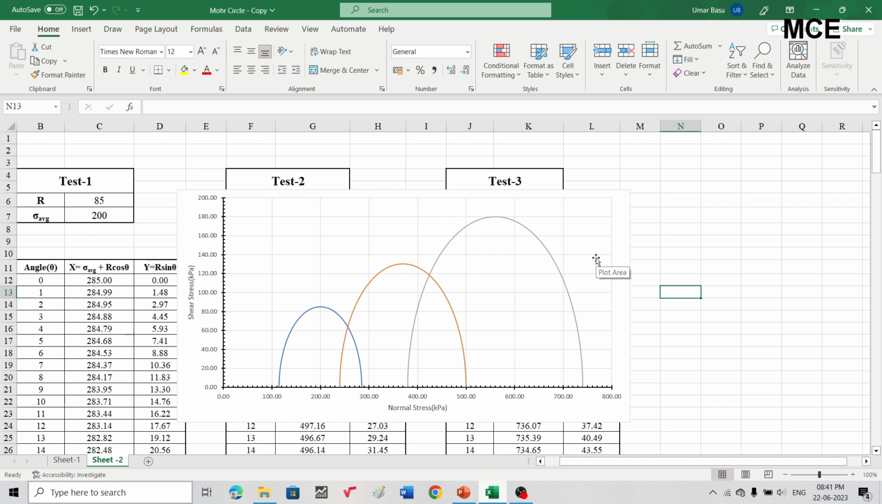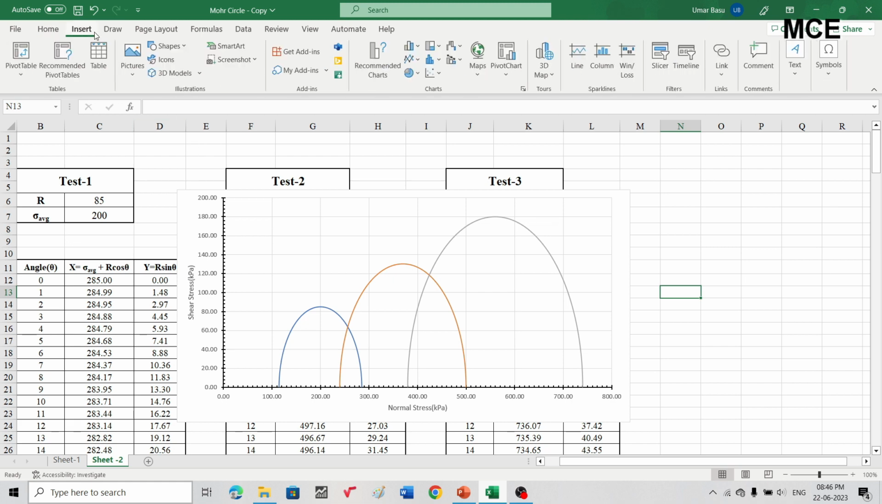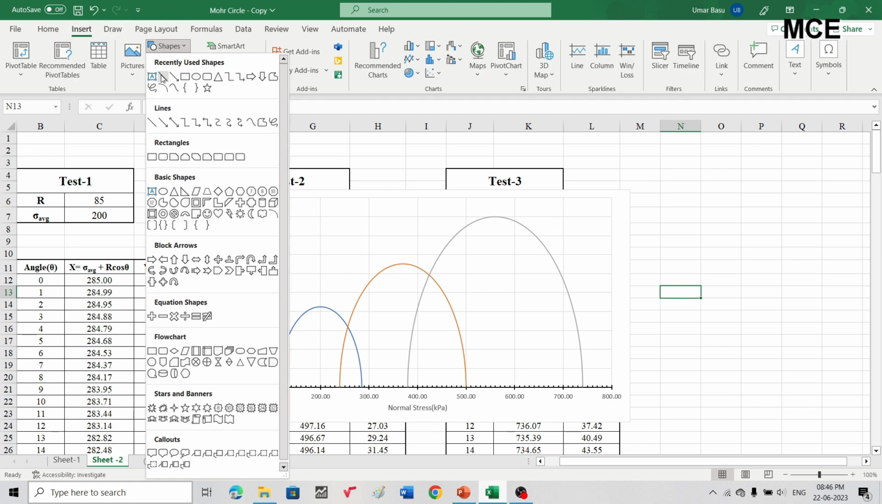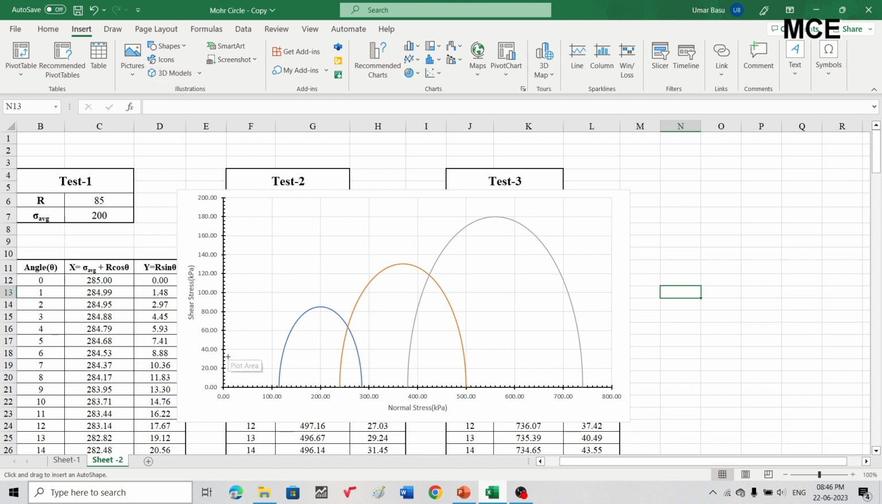After getting the Mohr circle, it's time to draw the failure envelope. Failure envelope is actually a line which is tangent to these 3 given circles. So first we will draw roughly a tangent to these given circles. To draw the tangent, you will click on the insert button and then shapes, and you will select a line, and then you will draw the tangent approximately.